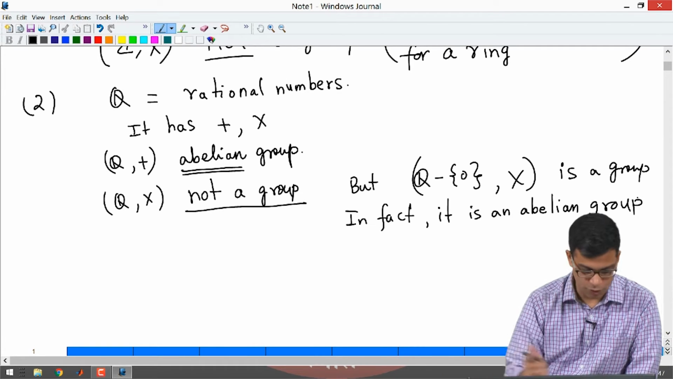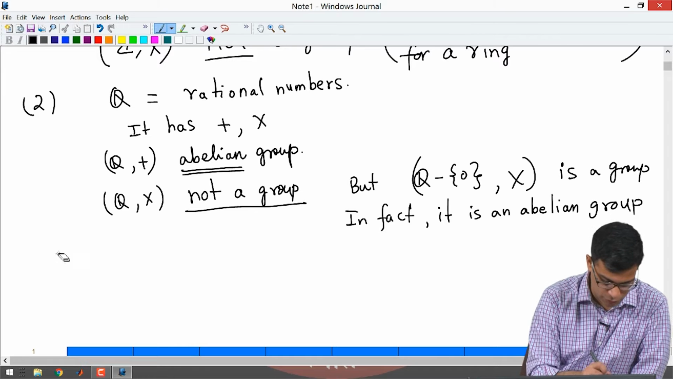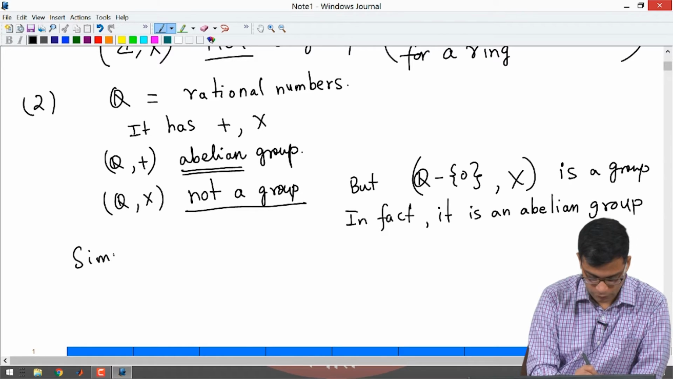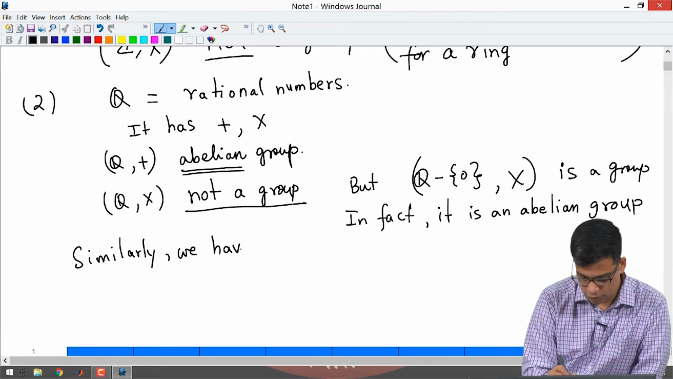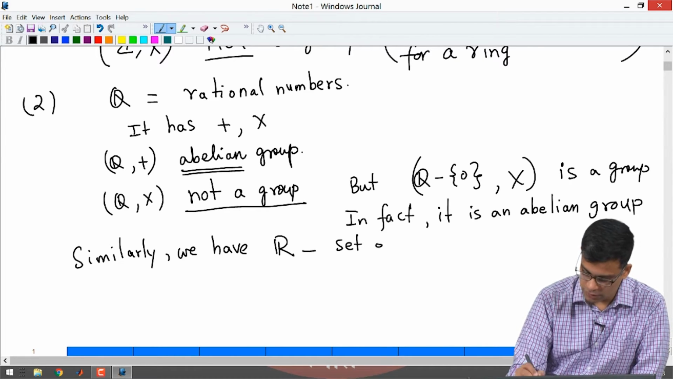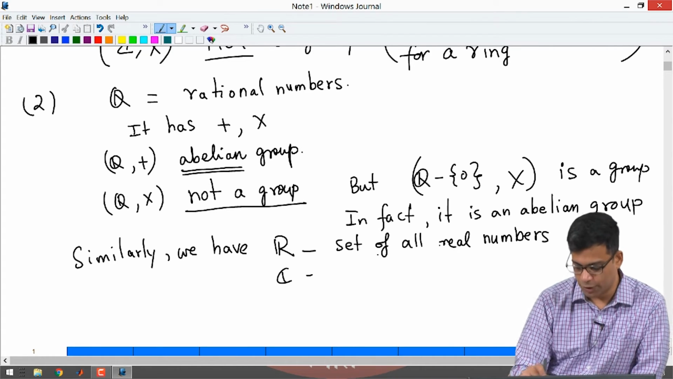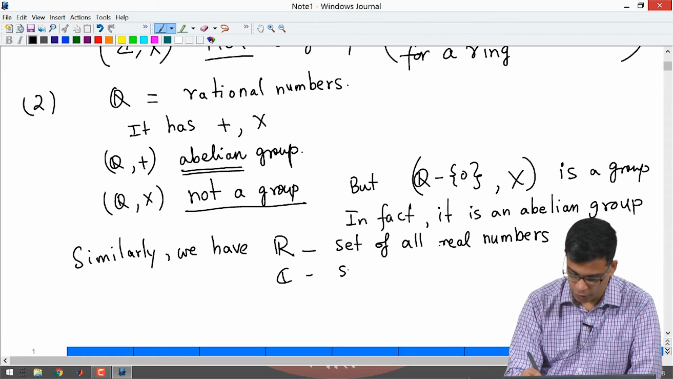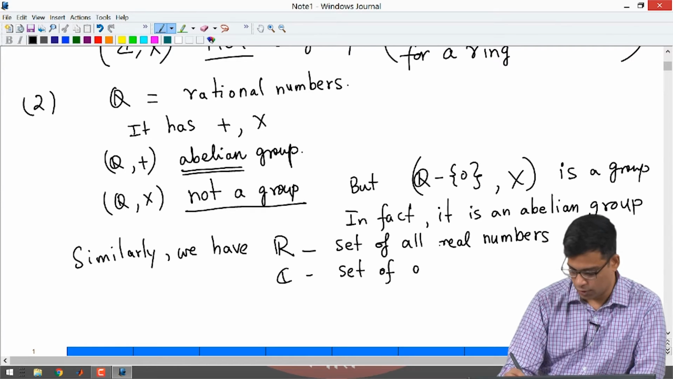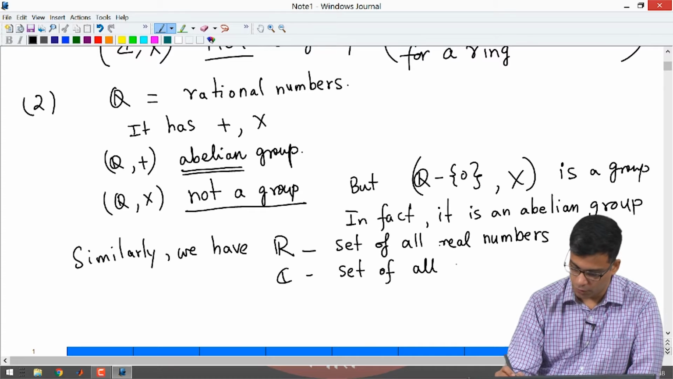Okay. So, I will just do 1 or 2 more examples. So, similarly, this is not really a new example. We have the real numbers, the set of real numbers. I am introducing these because these are important sets for us that provide very important examples for rings and fields that we talk about in this course.